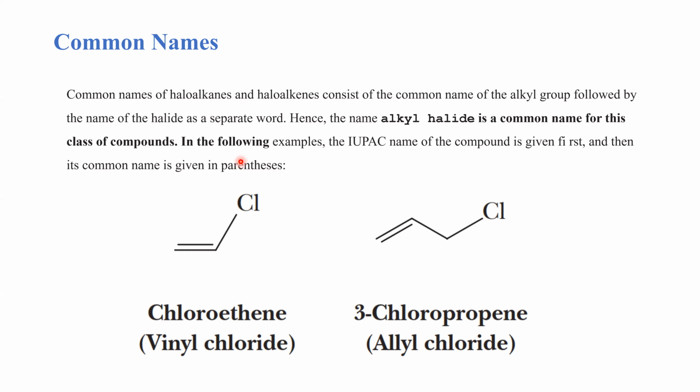So the common name of haloalkanes consists of the common name of the alkyl group followed by the name of the halide as a separate word. Hence, the name alkyl halide is the general notation for how you can name an alkyl halide with common names. For example, this is a simple 2-carbon chain, and there is a Cl, a chlorine, attached to it. If we name that through IUPAC naming, we will write chloroethene, right? And of course that is at the first position.